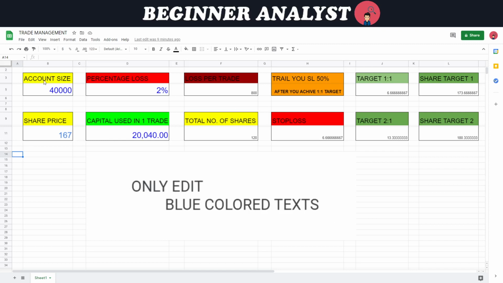So what you have to do is, first of all, put your account size over here. Account size is how much money you wanna put into intraday trading or whichever trading, swing trading, whichever you want. So let's say I have 50K in my account.